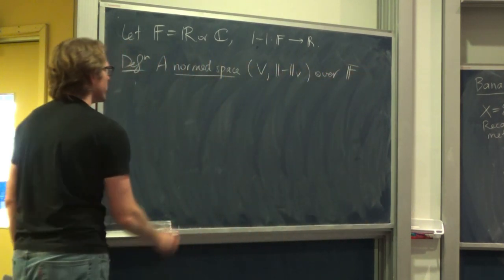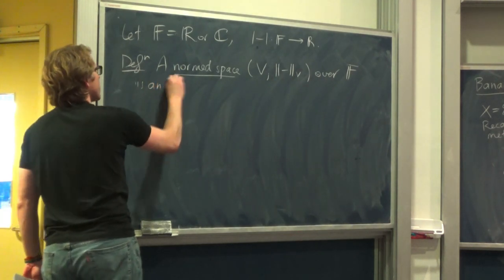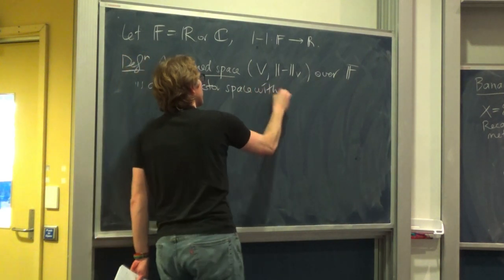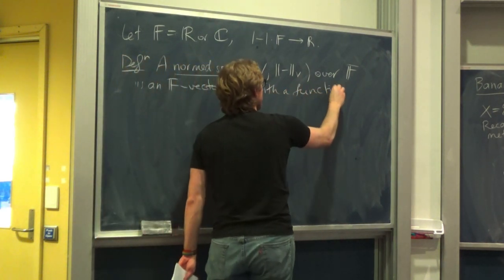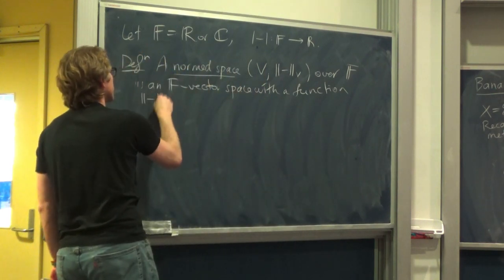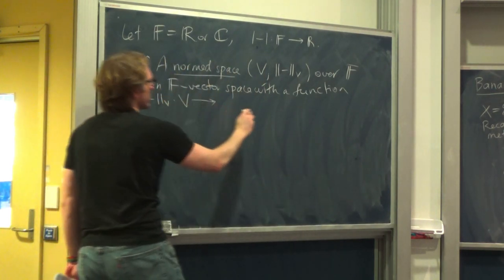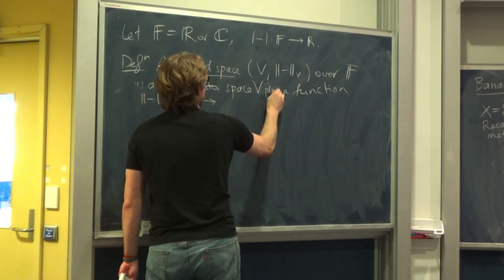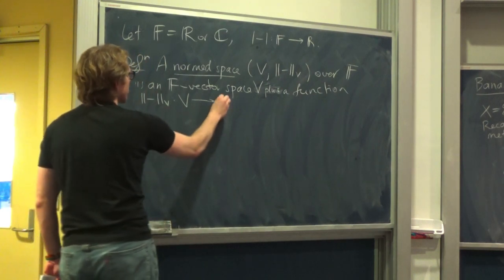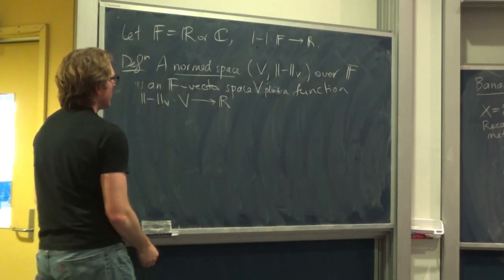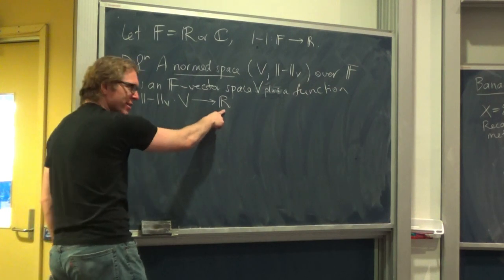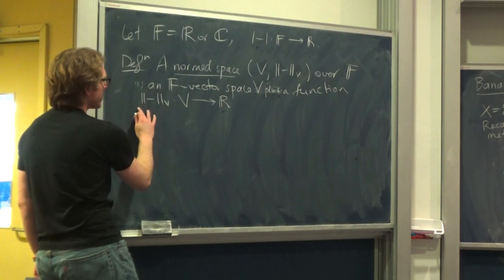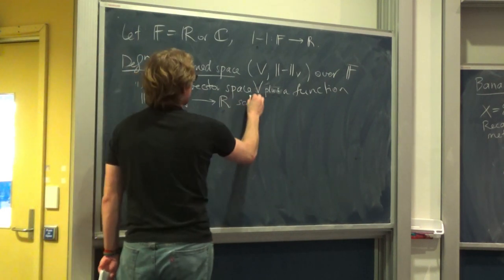So a normed space over F is an F vector space equipped with a function, the norm, which goes from V to R. I hope it's clear, but this is always R. It doesn't matter what F is, right? The modulus lands in R, not in C. So, plus a function, which is called the norm, satisfying some hypotheses.